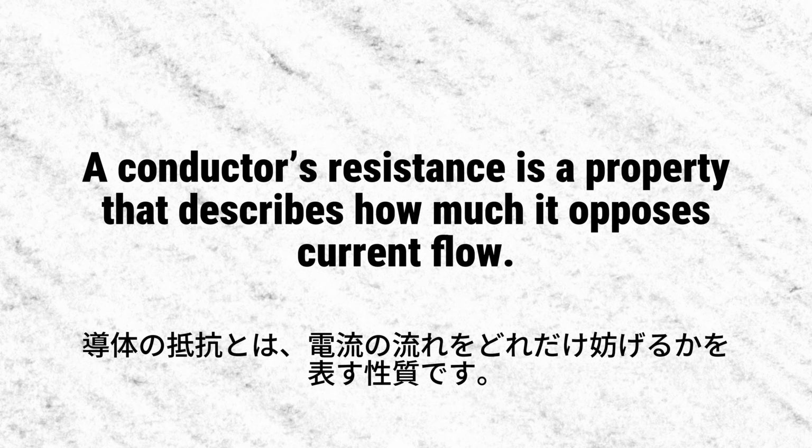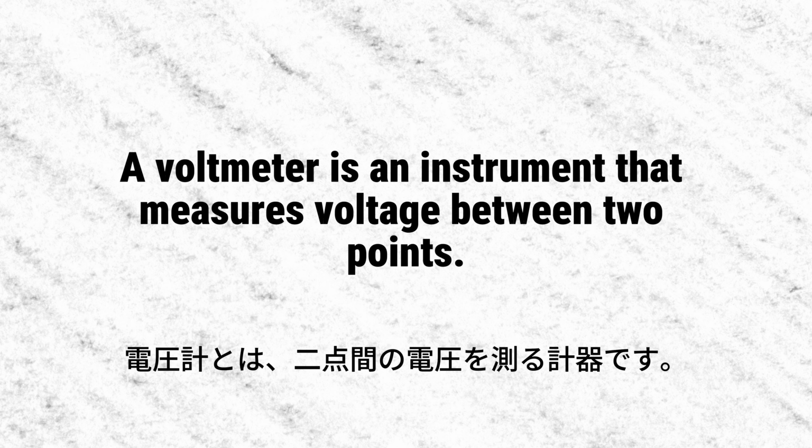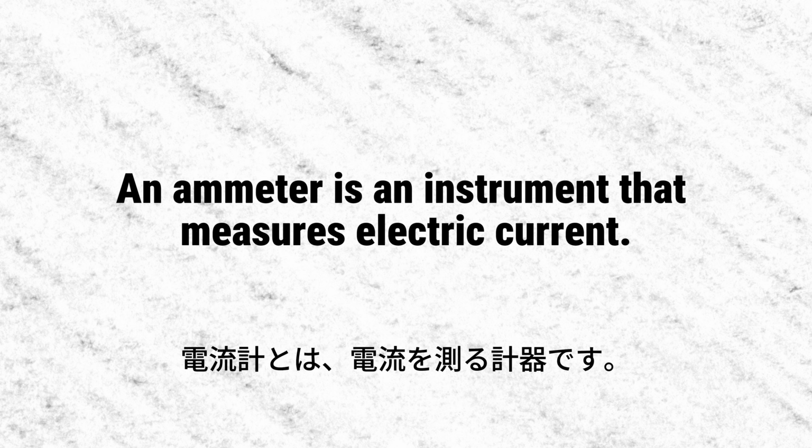A conductor's resistance is a property that describes how much it opposes current flow. A voltmeter is an instrument that measures voltage between 2 points. An ammeter is an instrument that measures electric current.